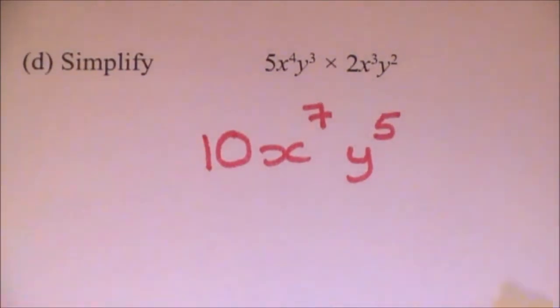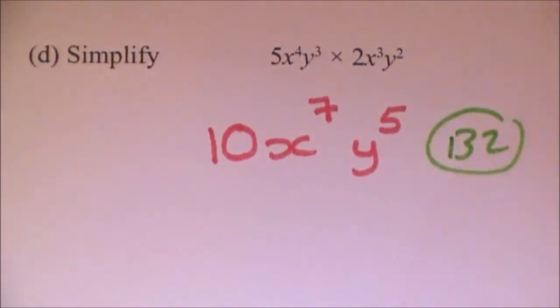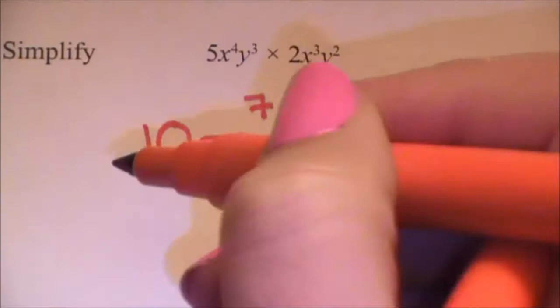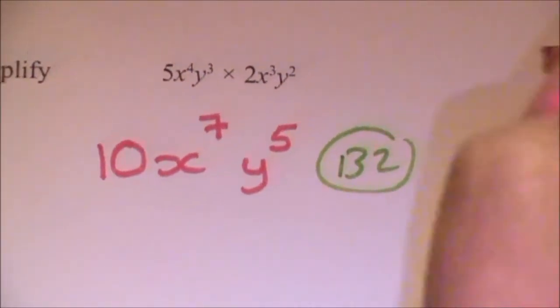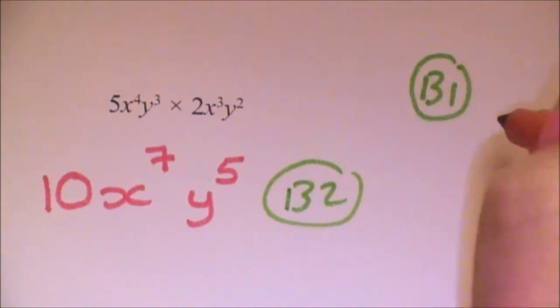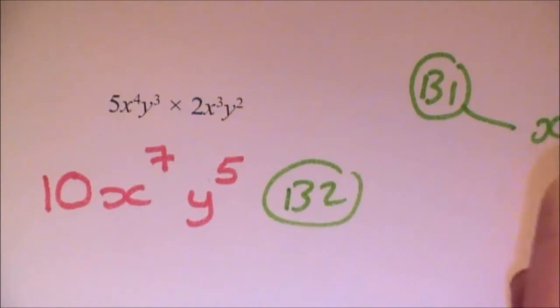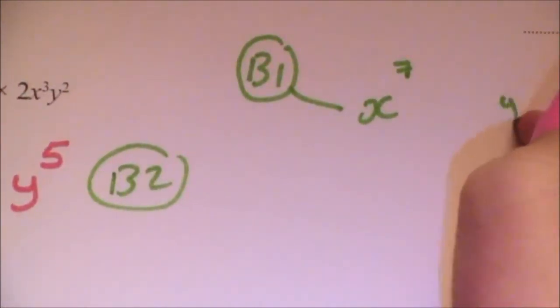Now, because this is an index law question, you actually get 2 marks for showing that you know the knowledge to get that right. If you haven't got exactly that answer, then you can get a B1 mark for just showing one of the index laws. So for example, maybe getting the x to the power of 7 correct, or for getting the y to the power of 5 correct.